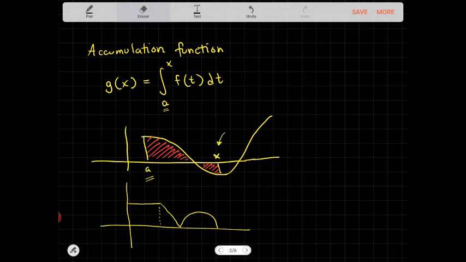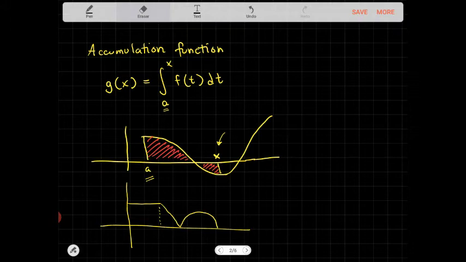An accumulation function is a function defined in terms of an integral. It always has a constant as one limit of integration, and then the variable for the function is the upper limit of integration, typically. So that makes this function unique. Every other function you've learned of is not in terms of an integral.